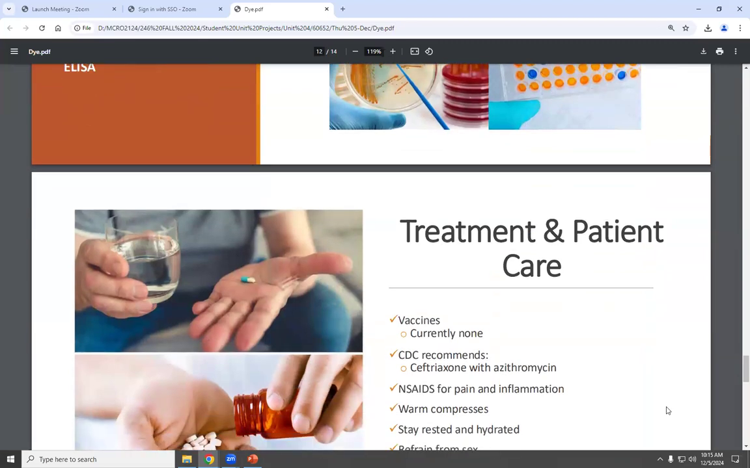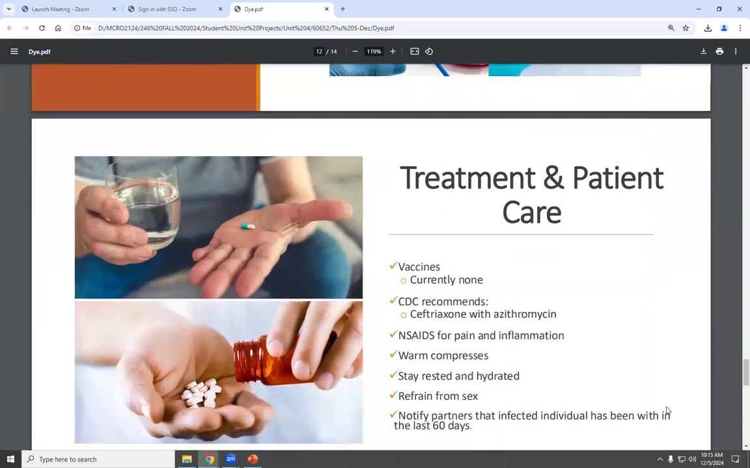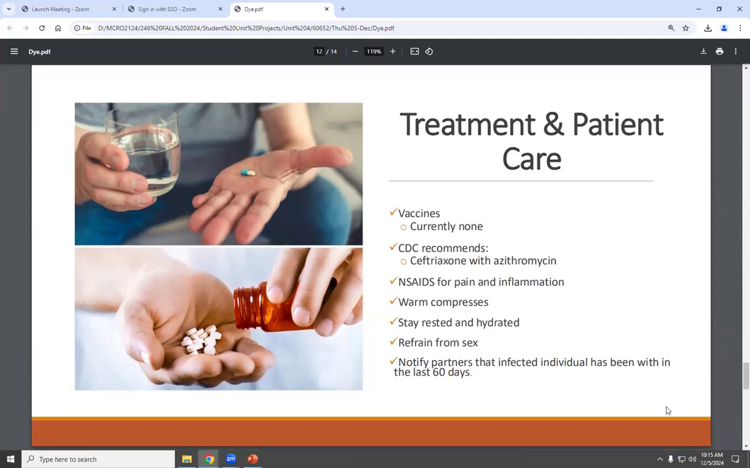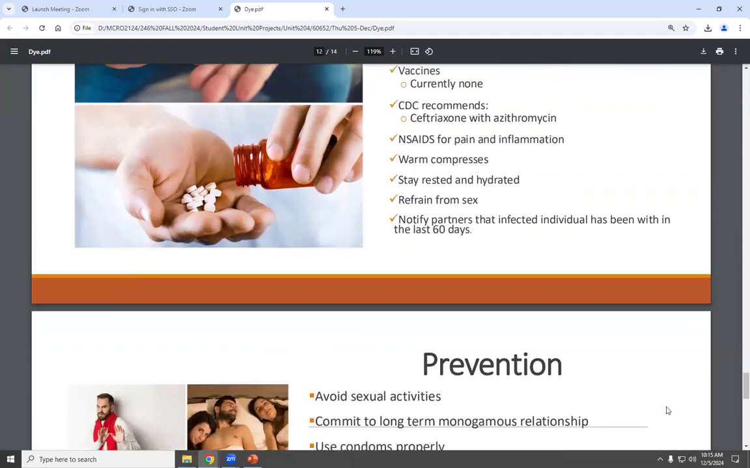Treatment for gonorrhea is somewhat limited, I would say, because it is very much antibiotic resistant. Currently, there are no vaccines, and the CDC recommends that patients take erythromycin as well as ceftriaxone together to help fight the infection. Over-the-counter medications would help you with your pain and inflammation. Warm compresses, refraining from sex, staying rested and hydrated would help you as well.